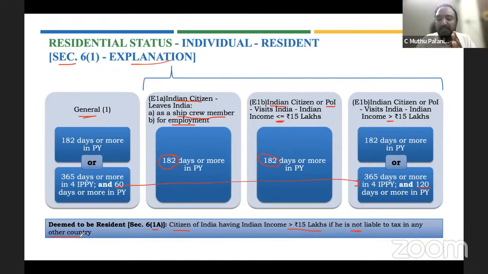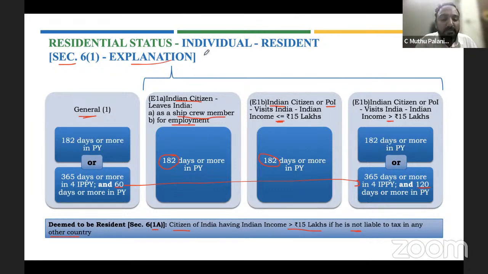So that's a country which is a tax-free country. So if that person has Indian income of more than 15 lakhs, then automatically he will be called a deemed resident. So he need not come to India even one day. So when you are not satisfying any of the conditions of section 6, subsection 1, then you have to check whether you are a deemed resident.